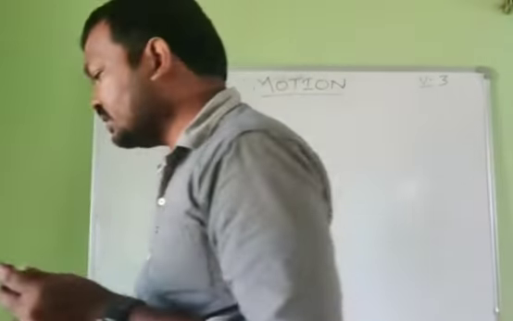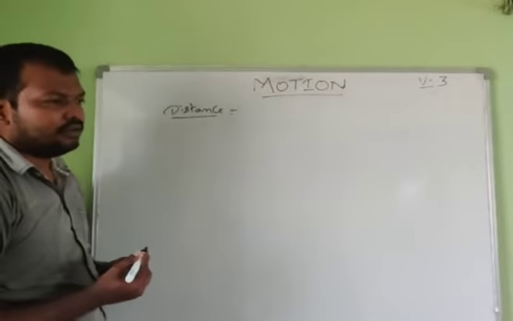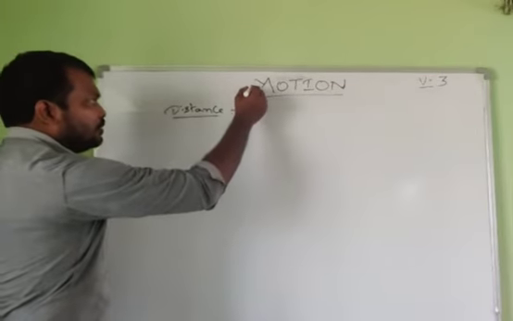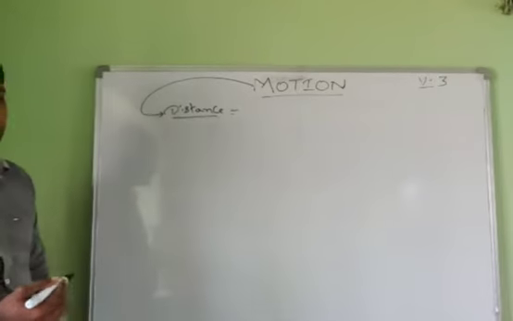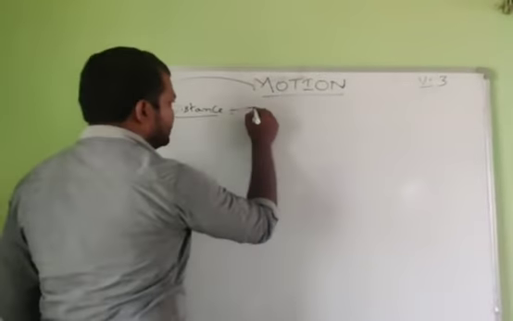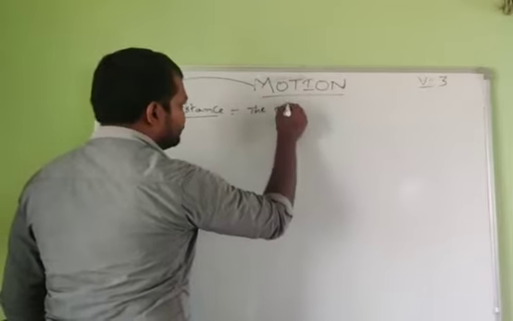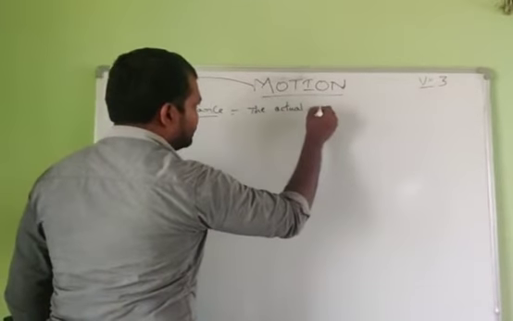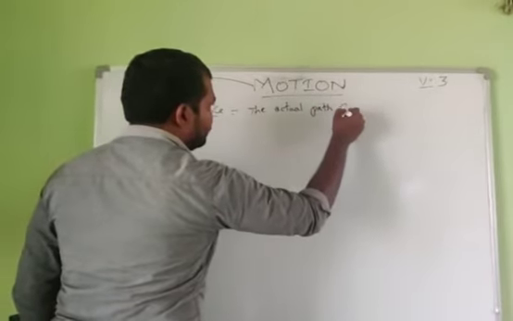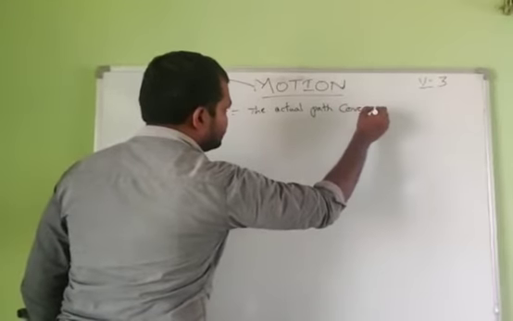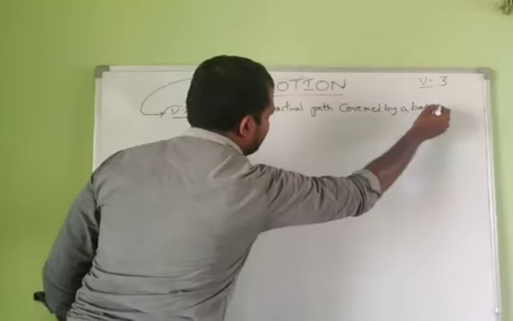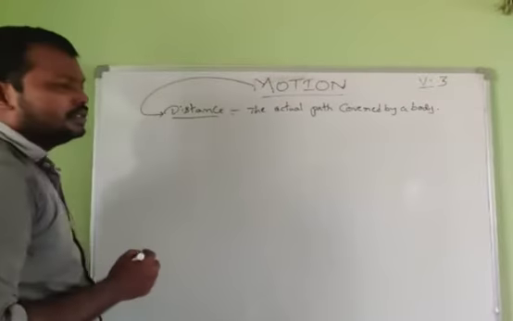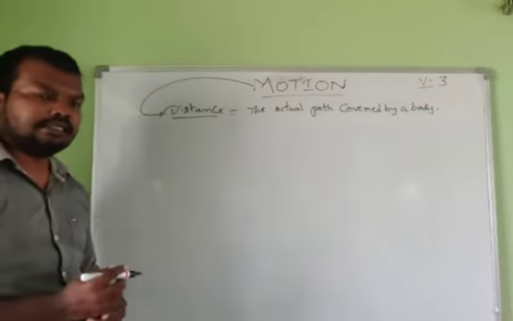What is a distance? How is the distance related to the motion? If an object comes into motion, it will cover some distance. What is the distance? We can say that the actual path covered by a body. The actual path covered by a body is called nothing but a distance.